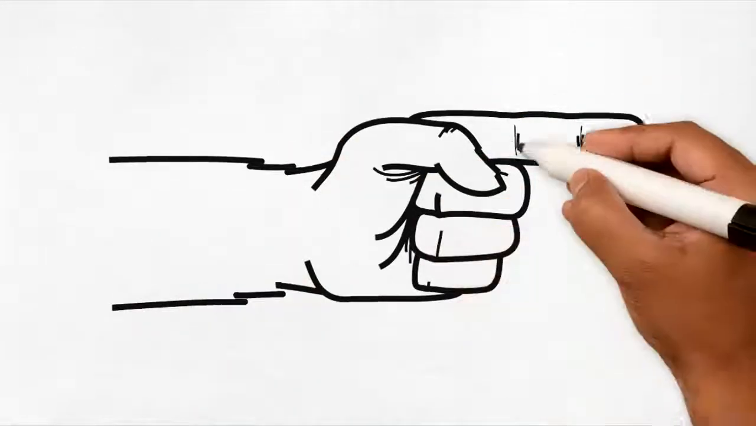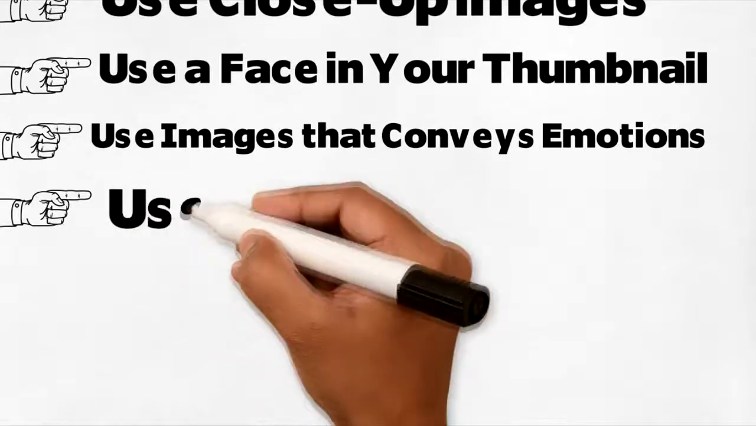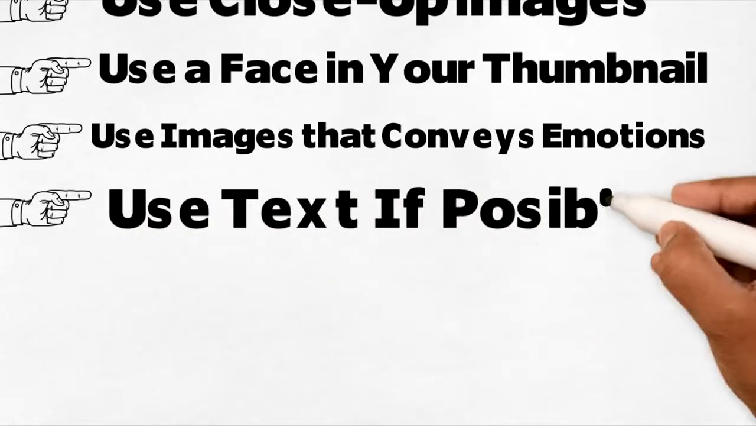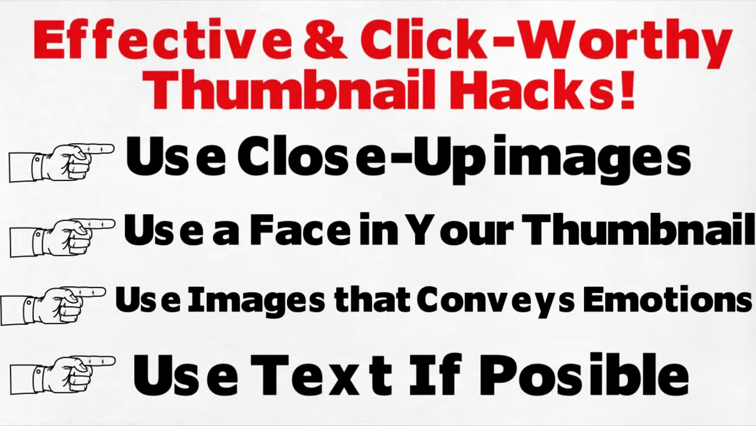The fourth tip is to always use text if possible. As you know, in some cases, images might not be enough to communicate your video message. Now, when using text on your video thumbnails, you don't just pack or congest everything together. If you decide to add text on your video thumbnails, try to use just focus words to communicate your message.